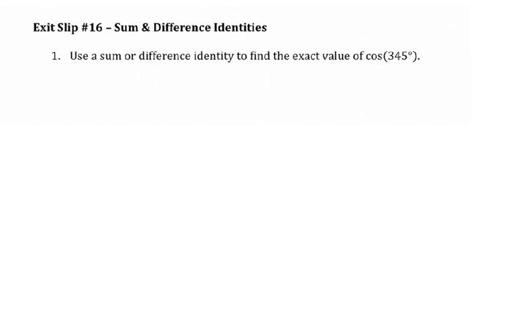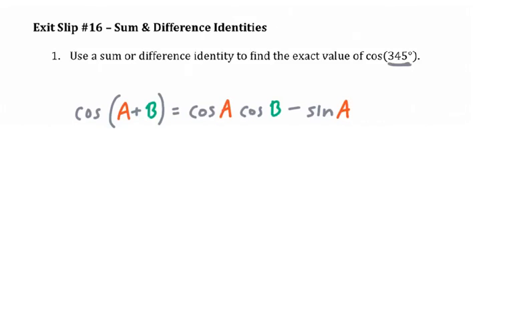So to refresh briefly, the sum and difference identities allow us to take an angle that's not going to look super familiar, so in this case 345 degrees, and break it into two angles we do know about from the unit circle. So the sum identity for cosine says if you have cosine of a plus b, this can be broken down into cosine of the first angle times cosine of the second angle subtracted by sine of the first angle times sine of the second angle.